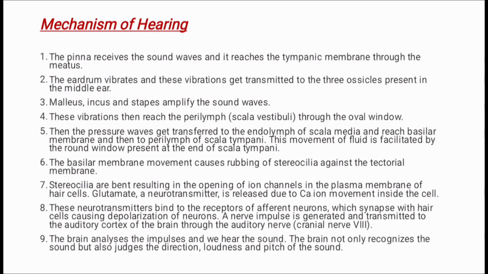Glutamate, which is a neurotransmitter, is released due to the calcium ion movement inside the cell. These neurotransmitters bind to the receptors of afferent neurons which synapse with hair cells, causing depolarization of the neurons. A nerve impulse is generated and transmitted to the auditory cortex of the brain through the auditory nerve. The brain analyzes the impulses and we hear the sound. The brain not only recognizes the sound but also judges the direction, loudness and pitch of the sound.